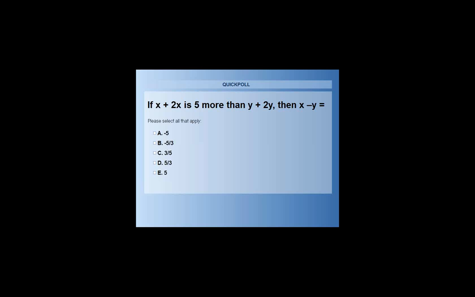Your choices are A, -5, B, -5/3, C, 3/5, D, 5/3, or E, 5. So go ahead and put in your answers. I'm seeing some people already starting to answer. And we'll give you guys a minute to work on it. If you don't have paper, don't worry. I'm not going to see who answers what.